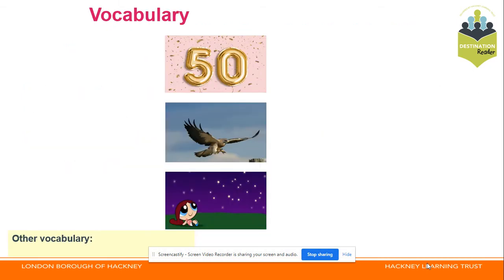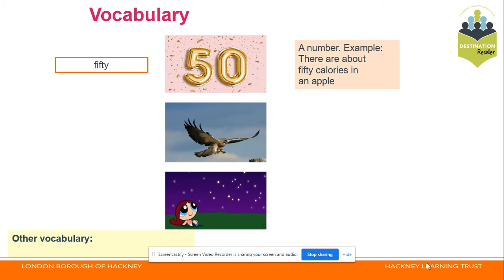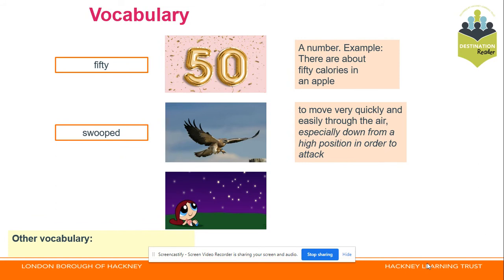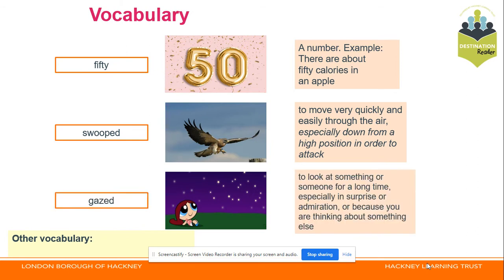So let's look at some key vocabulary today. 50. 50 is a number. For example, there are 50 calories in an apple. Swooped. Swooped is to move very quickly and easily through the air, especially down from a high position in order to attack. Engazed. To look at something or someone for a long time, especially in surprise or admiration, or because you are thinking about something else entirely.